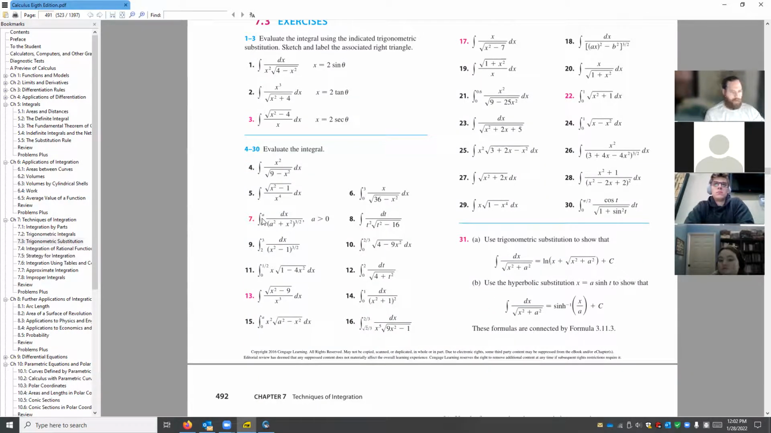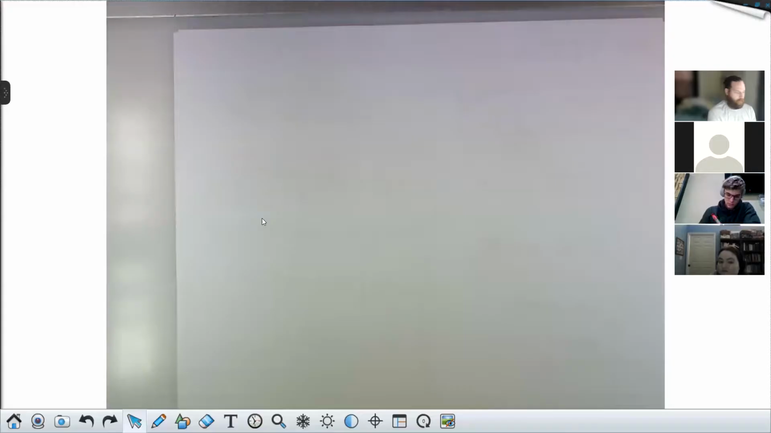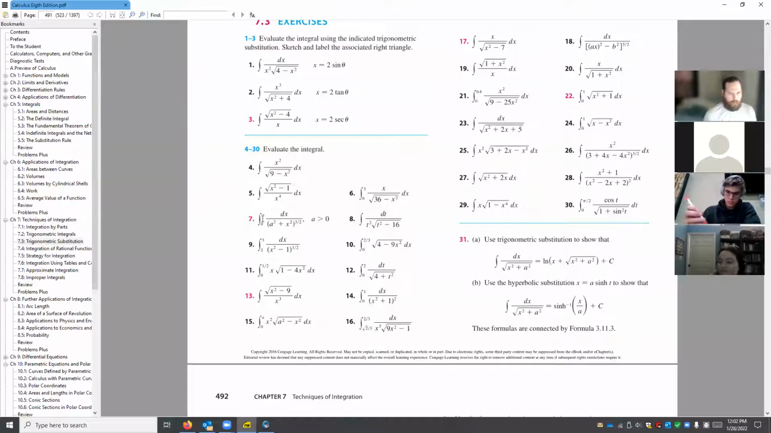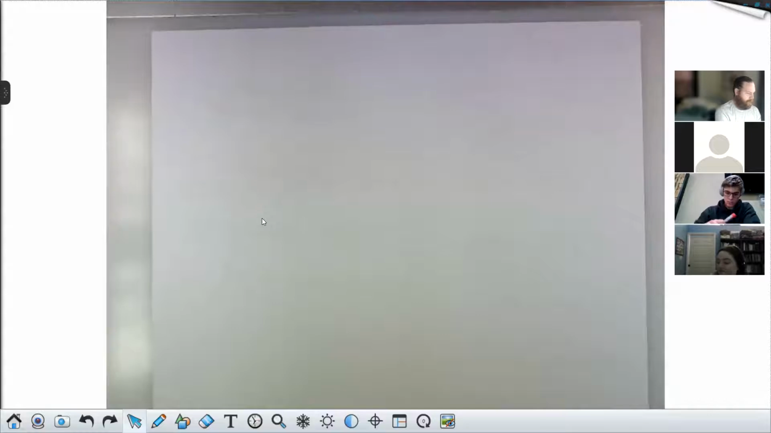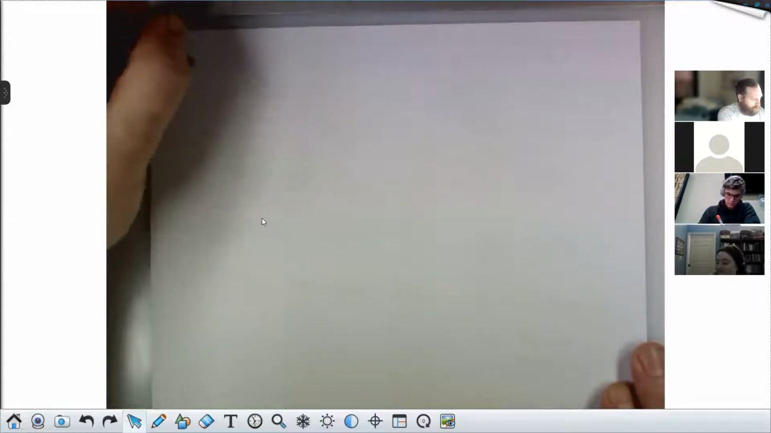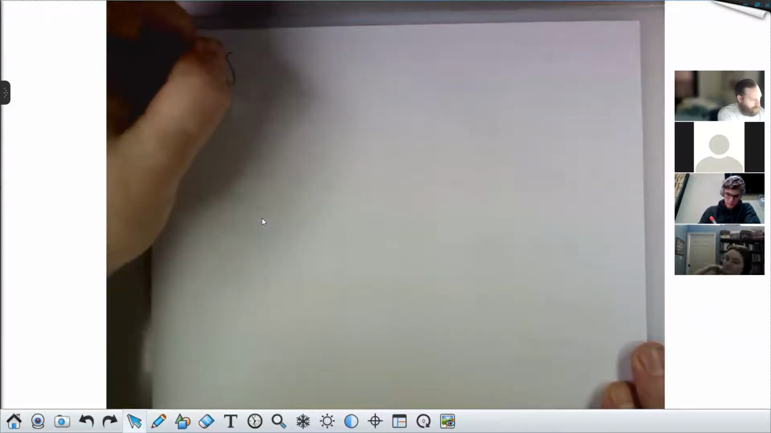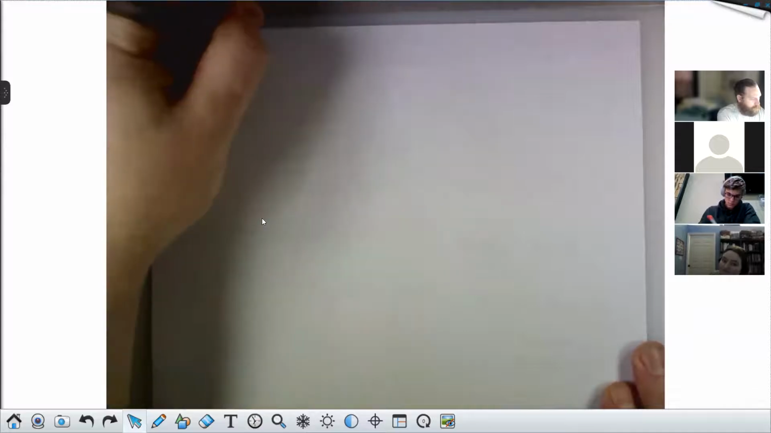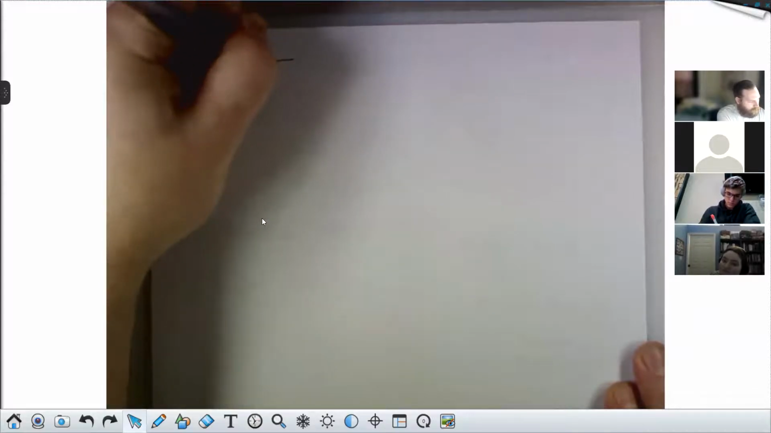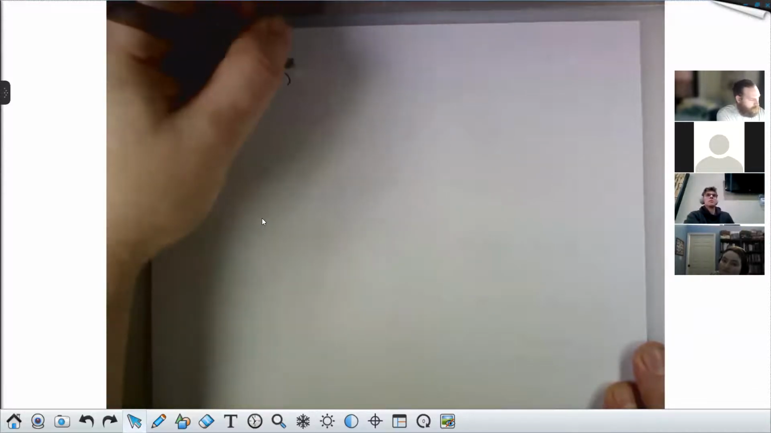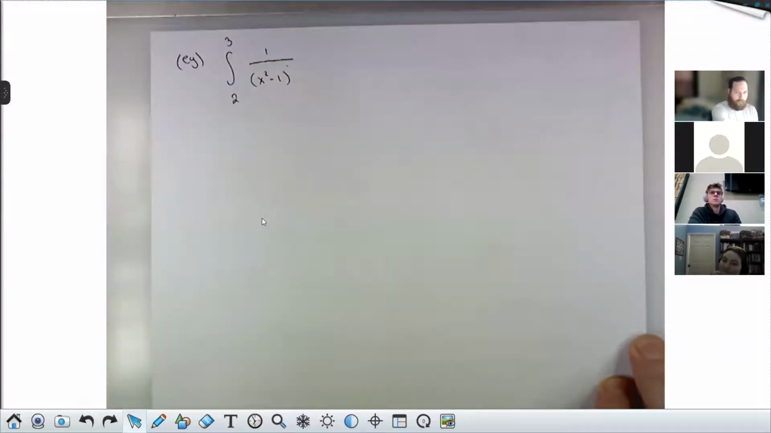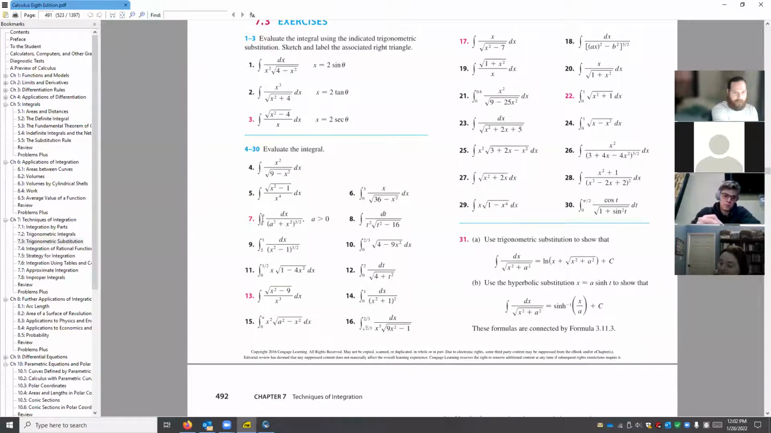Yeah, let's do number 9, the integral from 2 to 3 of 1 over x squared minus 1 raised to the 3/2. I'll write it down over here. Is it 3 to 2 or 2 to 3? 2 to 3. And that was a 3/2 power, was it? Yeah.